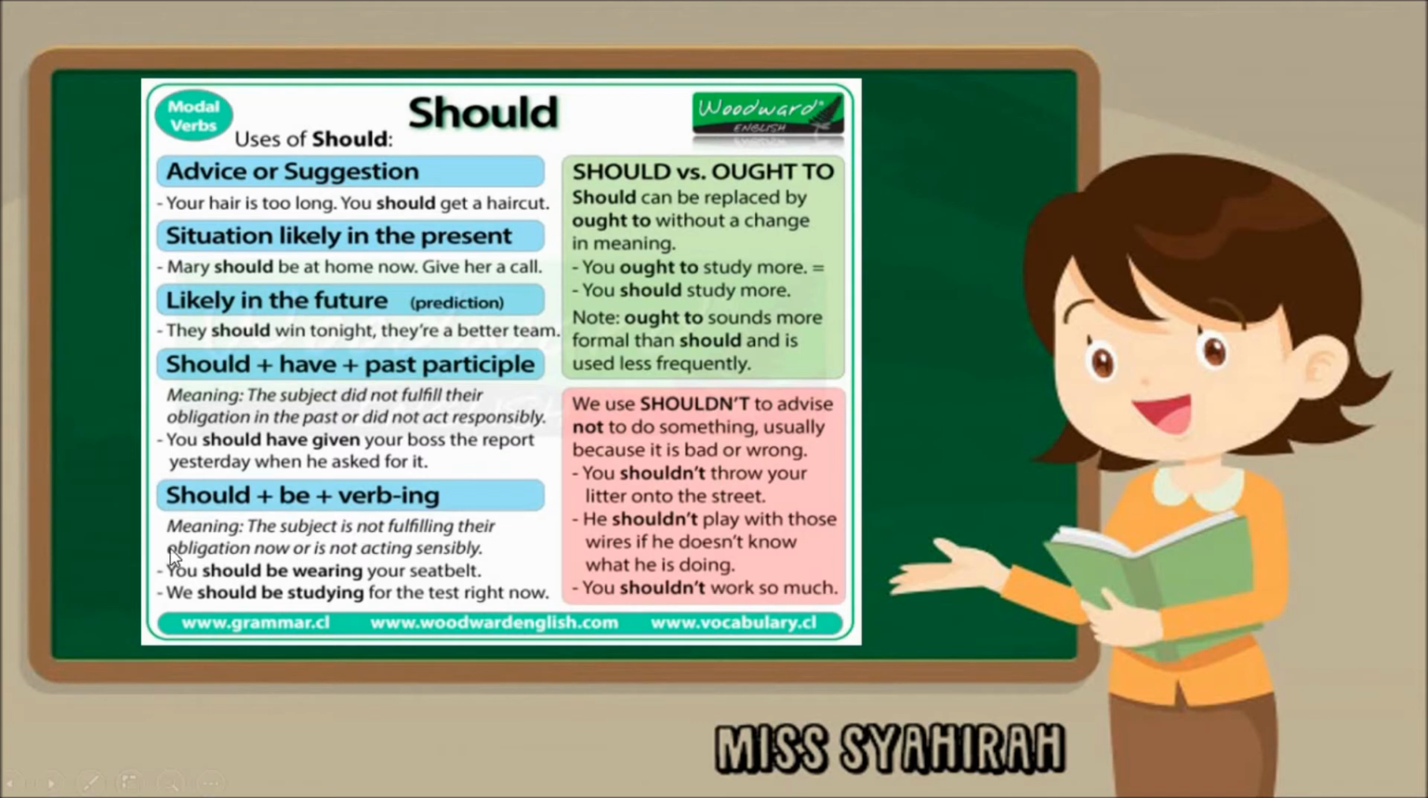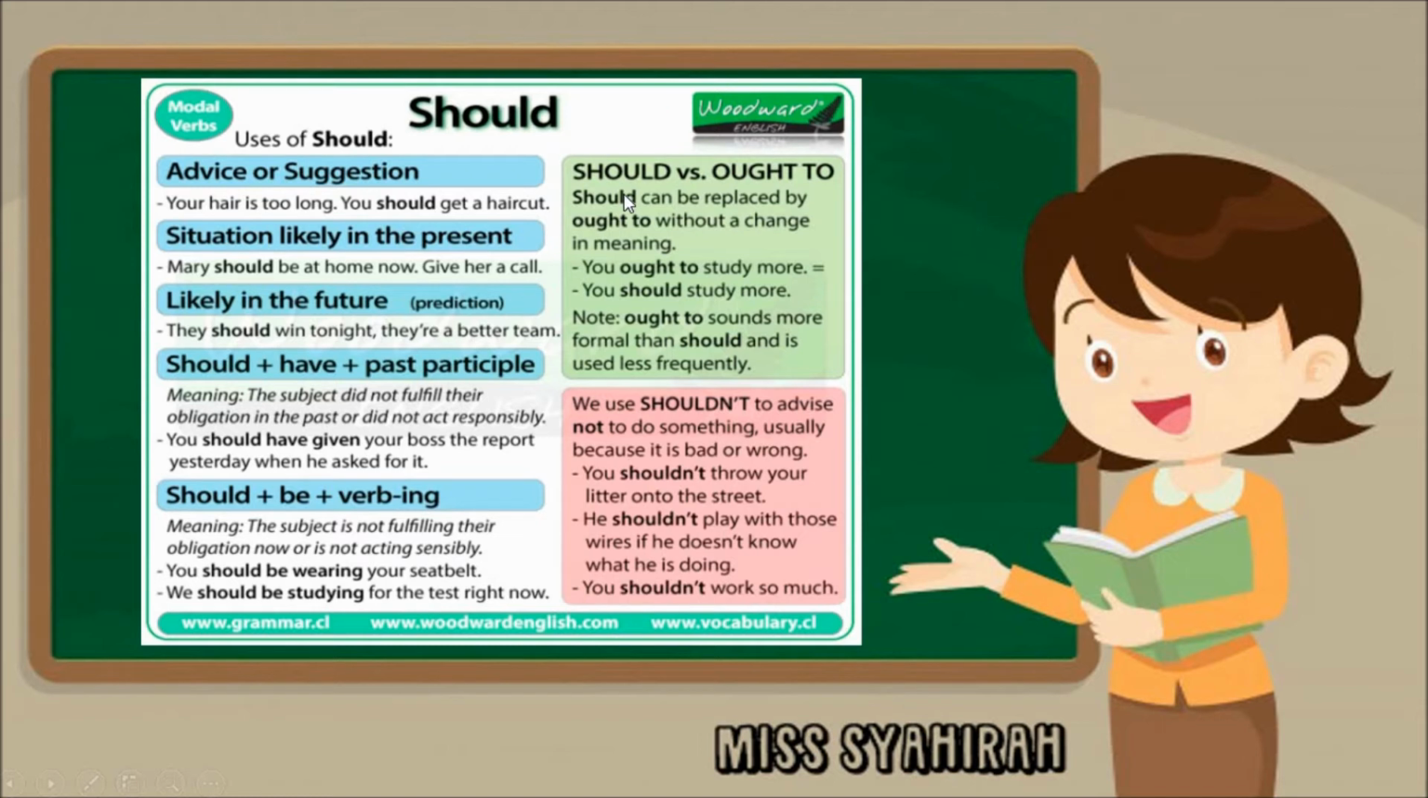The next, should plus be plus verb ing. You should be wearing your seat belt. We should be studying. What should we be doing? Wearing your seat belt. We should be studying.